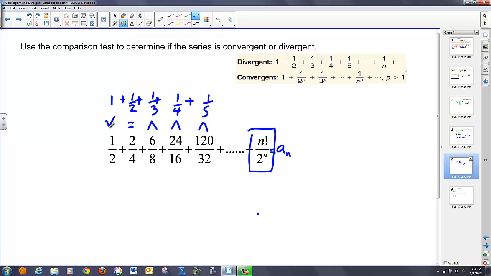Now even though this first term is less, the first term doesn't matter. The second term is equal to, all right, but then everything thereafter is greater than this divergent series. And since this is like adding halves over and over again, this is bigger than adding halves over and over again. So therefore, this is a divergent series.